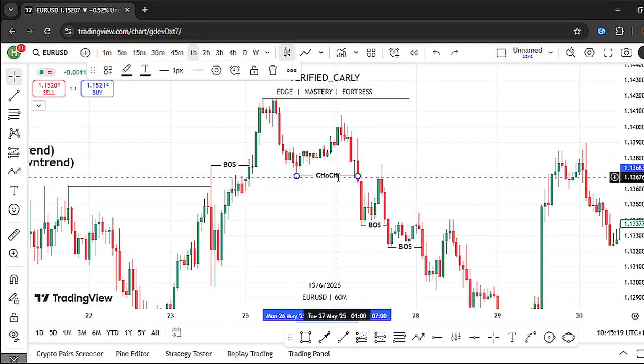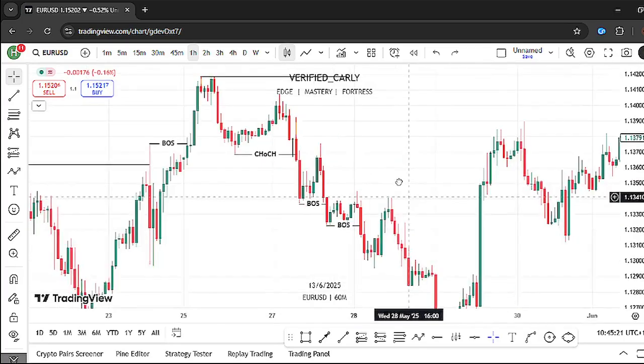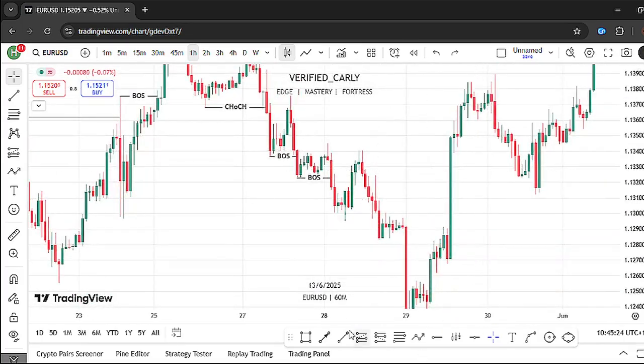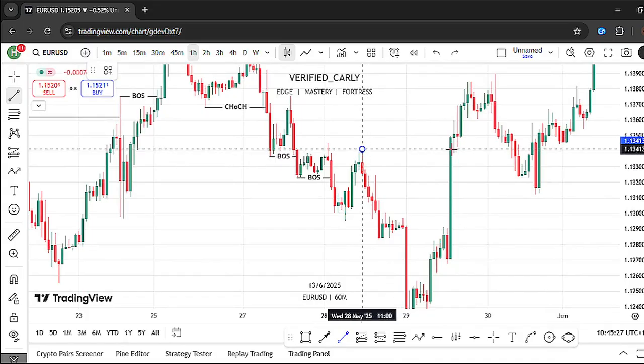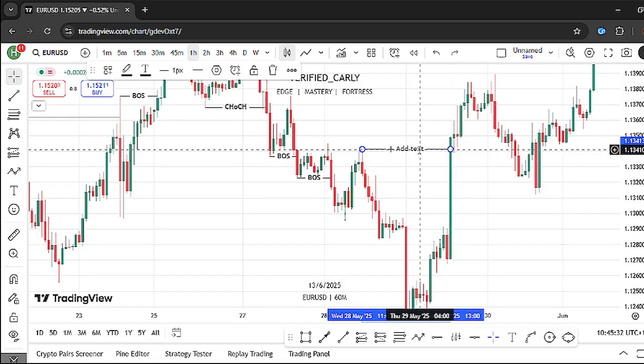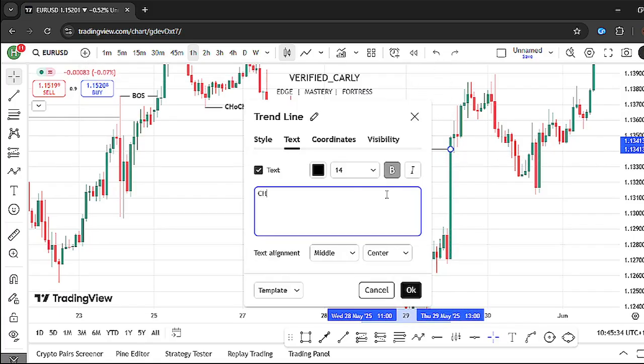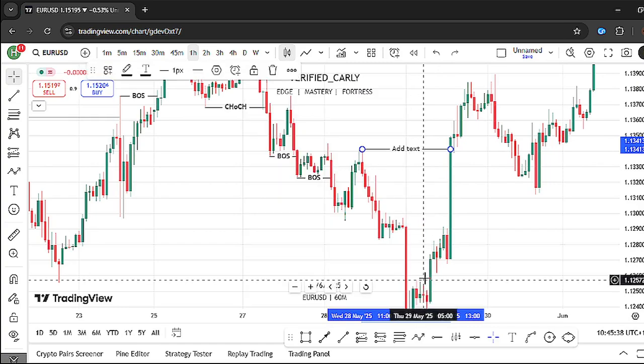Like you see this change of character here. This is another change. If you notice, price changed character here again. You are seeing it. Price changed character, and this is valid because of the candle that broke it closed with a body. So this is a valid change of character. So you guys should practice, please, guys.